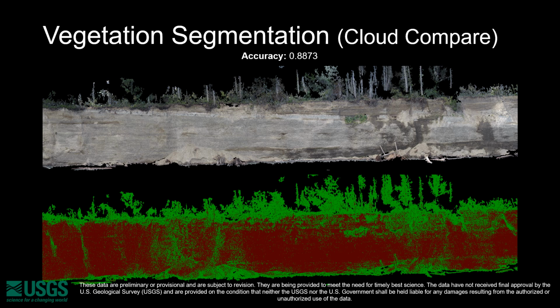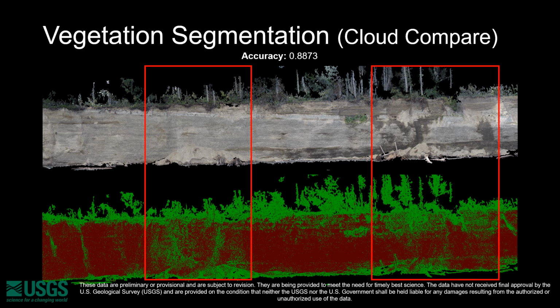Using CloudCompare is not the most efficient approach, however it is possible, and you can see an example here where we've classified the above point cloud using the CloudCompare classifier. To do this we provided two sample or training point clouds, and each of those had only vegetation or only bare earth points. This approach does work. It provides about 88 to 89% accuracy, which is not bad.